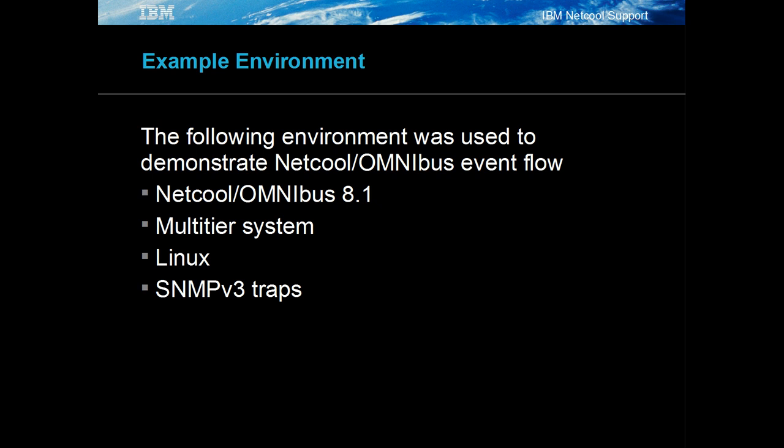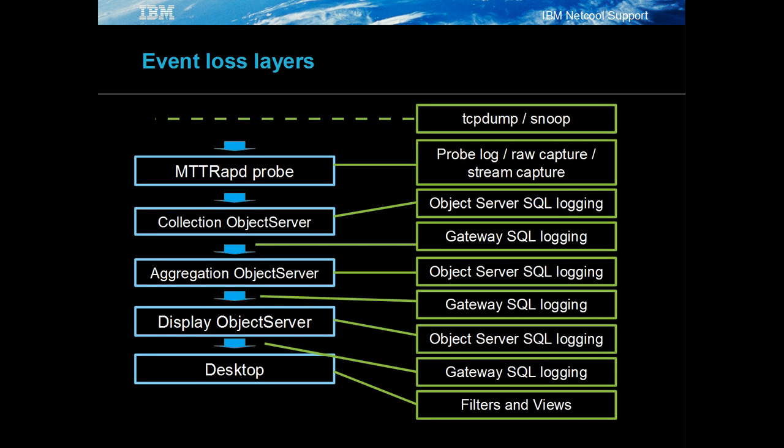The environment used to demonstrate the troubleshooting techniques used an MTTrapd probe in a Netcool OMNIbus 8.1 Linux environment. With the MTTrapd probe, events can be lost anywhere in the system. Initially, the event transmission to the probe's port must be confirmed.